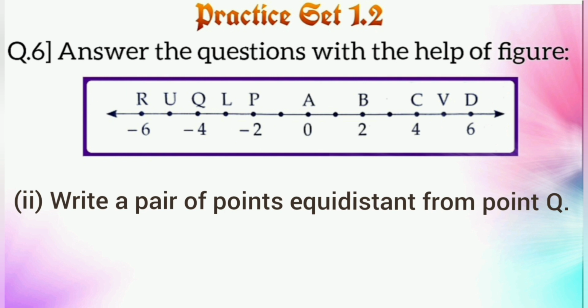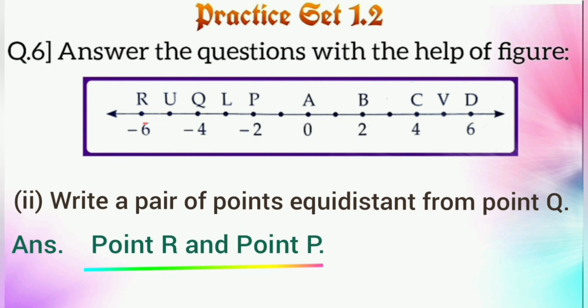The distance between point Q and point P is 2, and the distance between point R and point Q is 2, because P has coordinate -2 and Q has -4. So -2 minus -4 is 2, and also -4 minus -6 is 2 itself. Therefore, point R and point P are a pair of points equidistant from point Q.